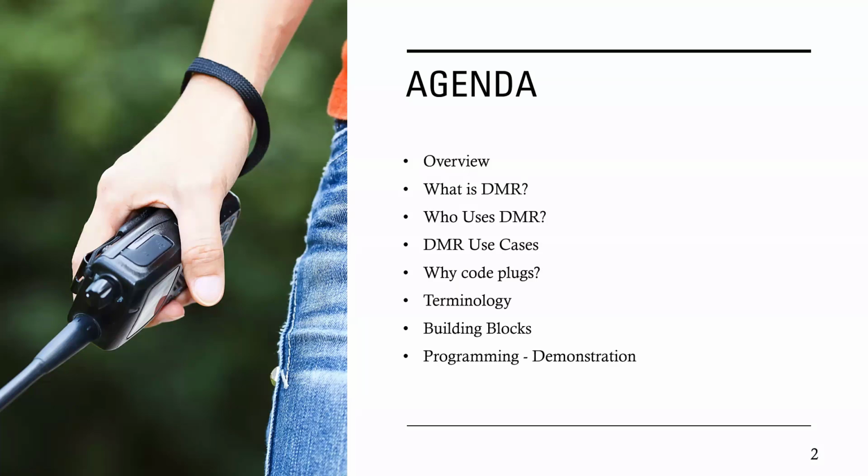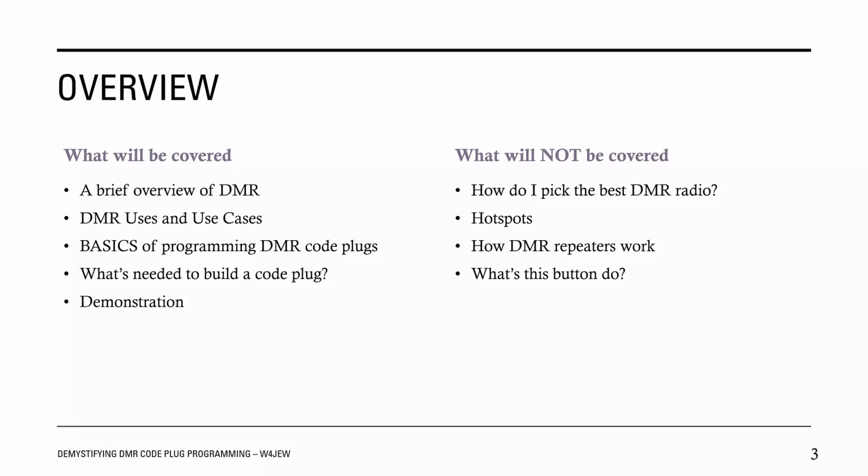So I want to give you a little bit of background of what DMR is and who uses it, and walk you through a little use case so you can understand a bit more about why DMR works the way that it does. Then we can dive right into code plugs. Keep this open and interactive, so if you have any questions, by all means, please feel free to ask.